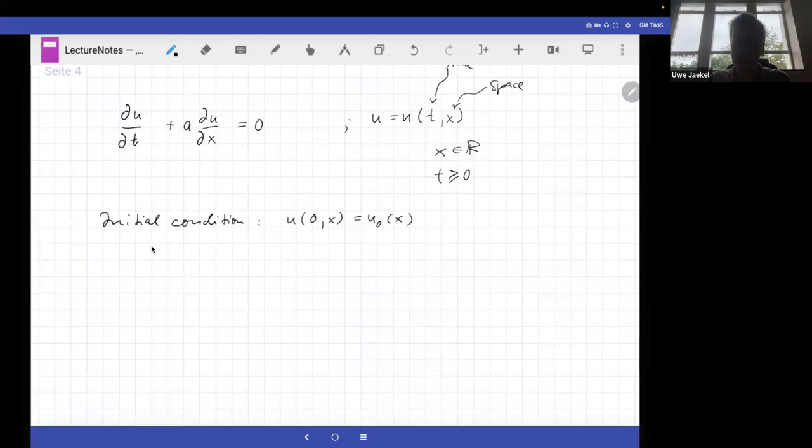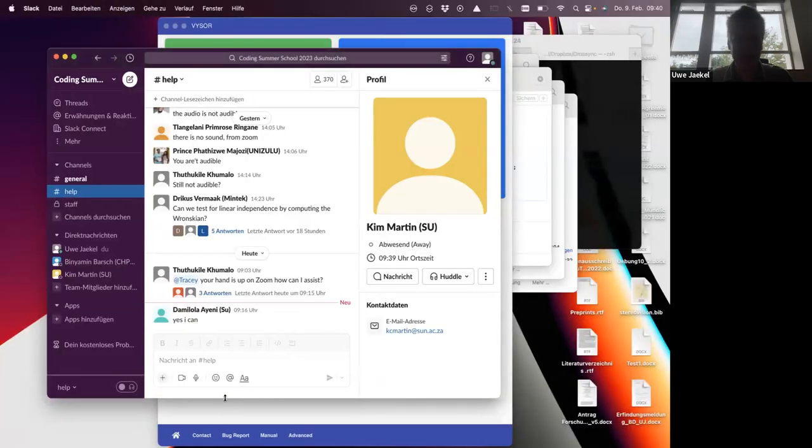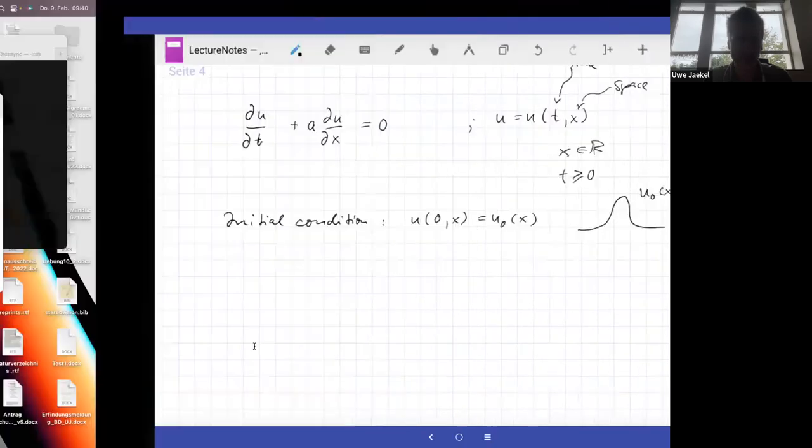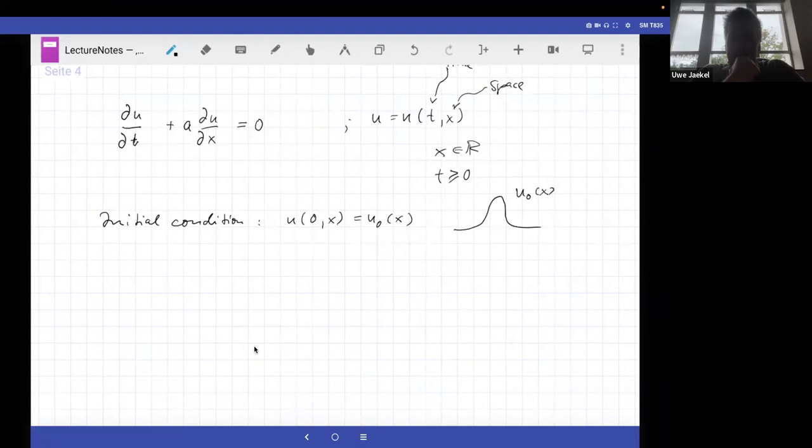This could be anything, u0 of x. I don't specify it because it's not necessary. We can keep it very general. Please ask in the chat if anything is unclear concerning the setup, because I want you to have some feeling for this.